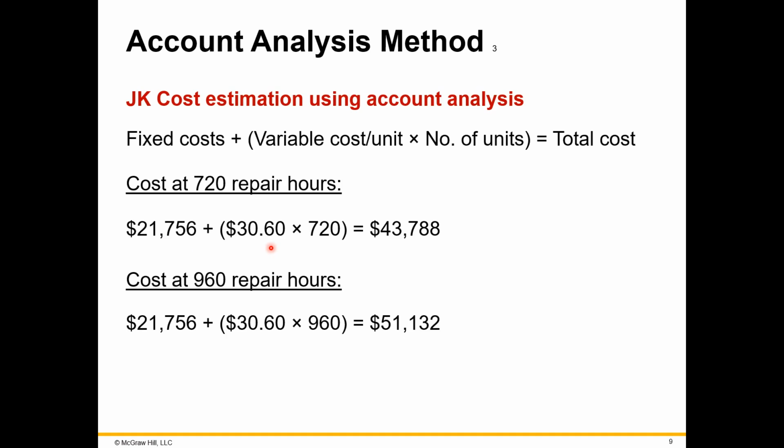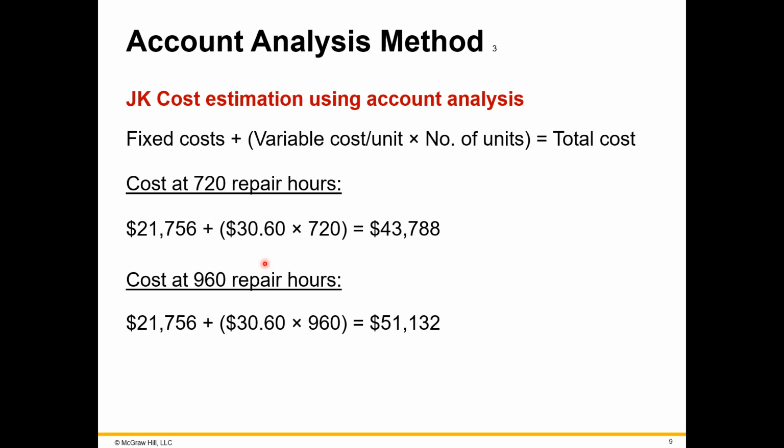So we can check our work. 3060 times 720 repair hours plus the fixed cost of $21,756 gives us the total of $43,788. And now that we have our fixed cost amount and our variable cost per unit, we can estimate costs at different levels of repair hours.